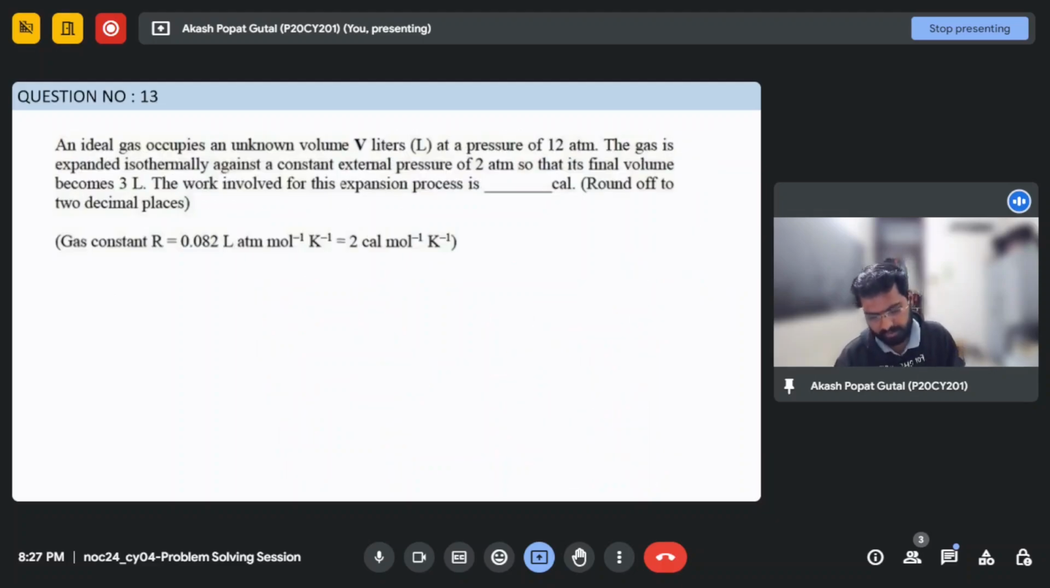Okay. The question is, an ideal gas occupies an unknown volume V liters at a pressure of 12 atm. The gas is expanded isothermally against a constant external pressure of 2 atm so that its final volume becomes 3 liter. The work involved for this expansion process, in calorie they are asking, rounded to two decimal places. This is also a GATE question. Try to solve it. I will give you 2 3 minutes.